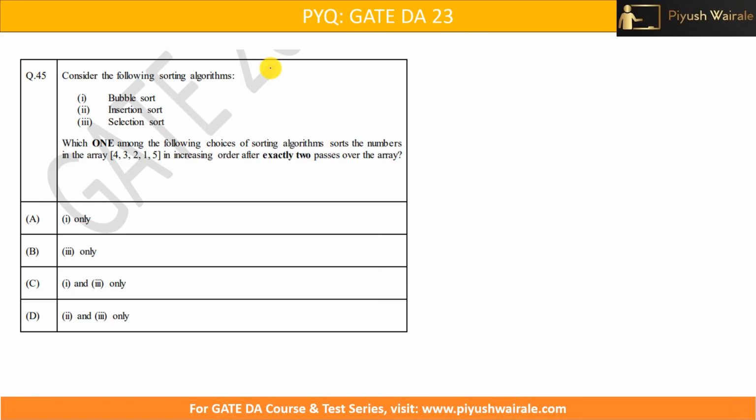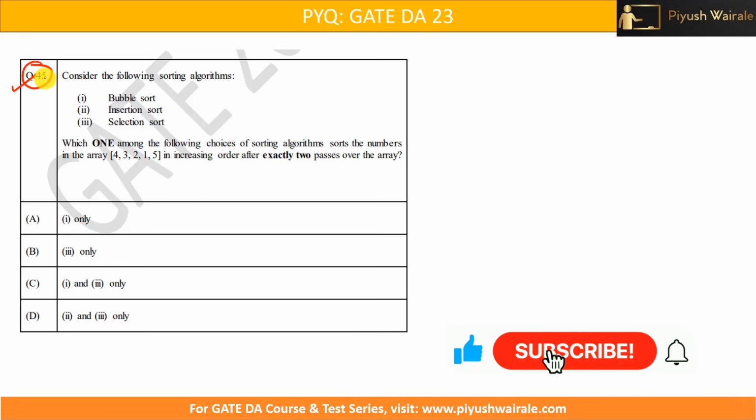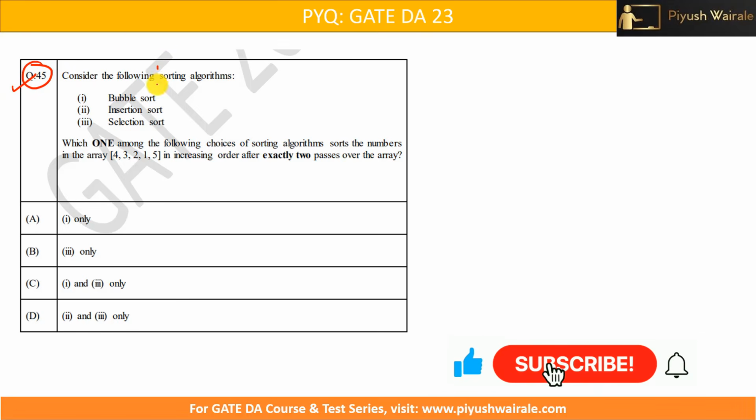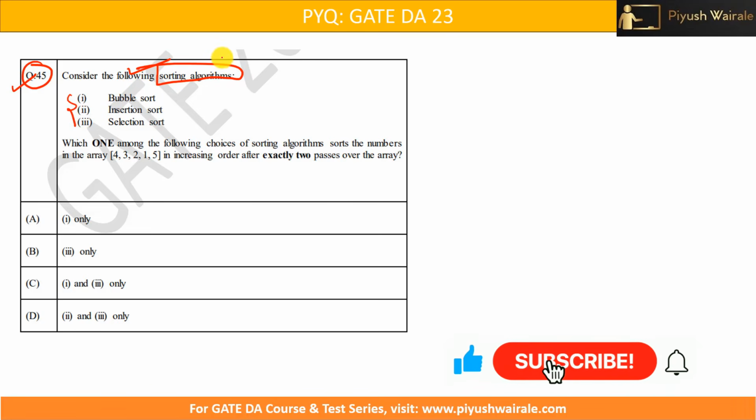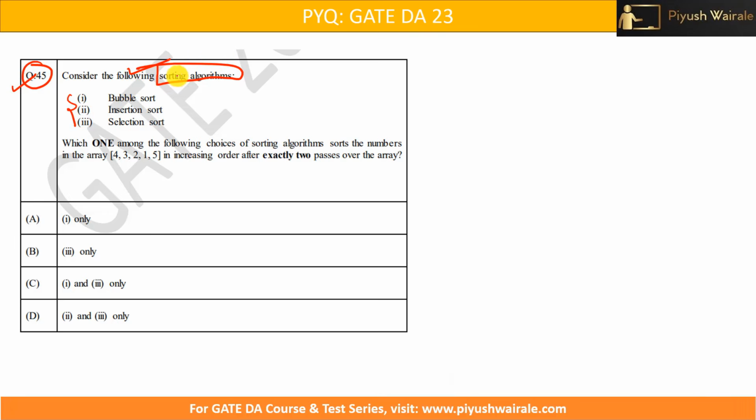Hello everyone. In this video, we are going to discuss question number 45 of the GATE DA23 exam. This question is based on sorting algorithms. We already discussed all these three types of sorting algorithms; you can watch my video in the course. Now we are going to solve this question.